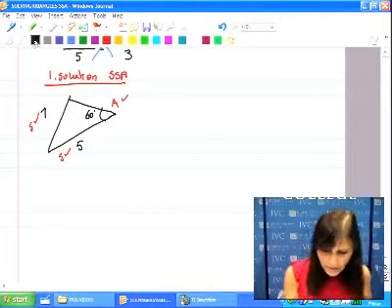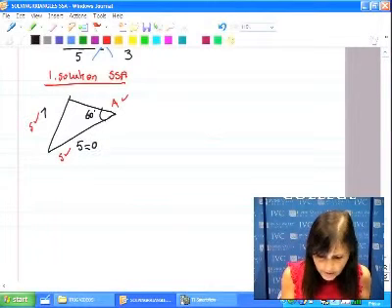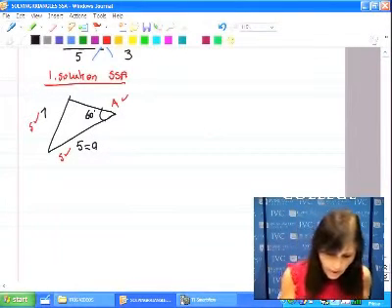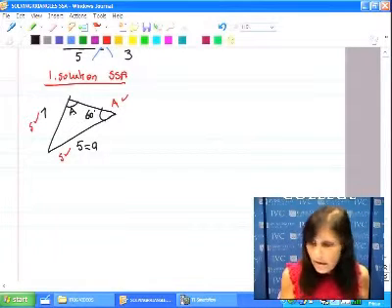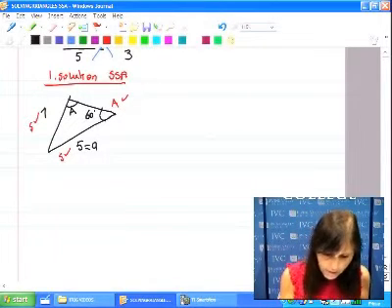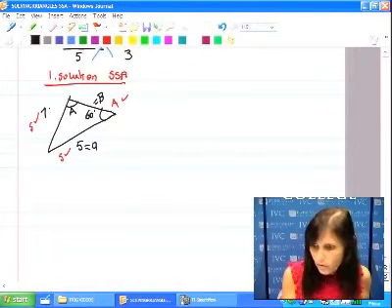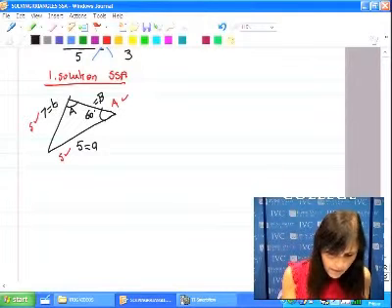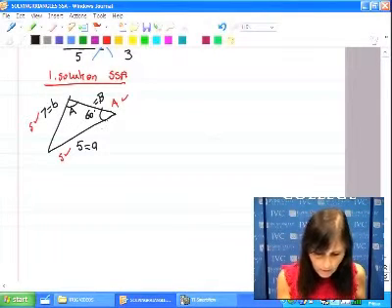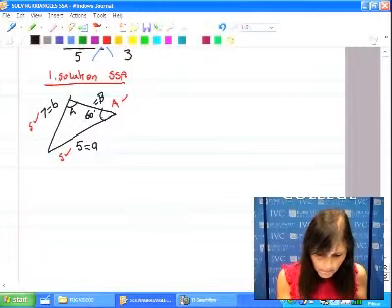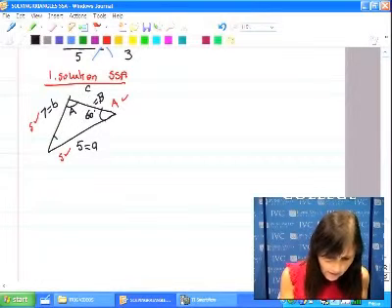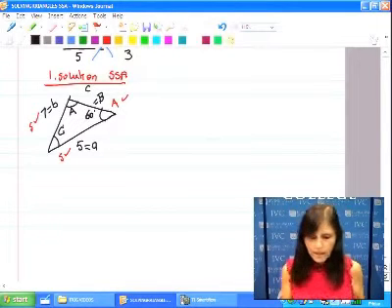So let's put the letters down. Let's put this as A, so that means this is the angle A. Let's put this as B, angle B. So this is going to be side B then. Did I label everything? A with the A, B with the B. And where is my side C? Here's my side C, and this is my angle C.